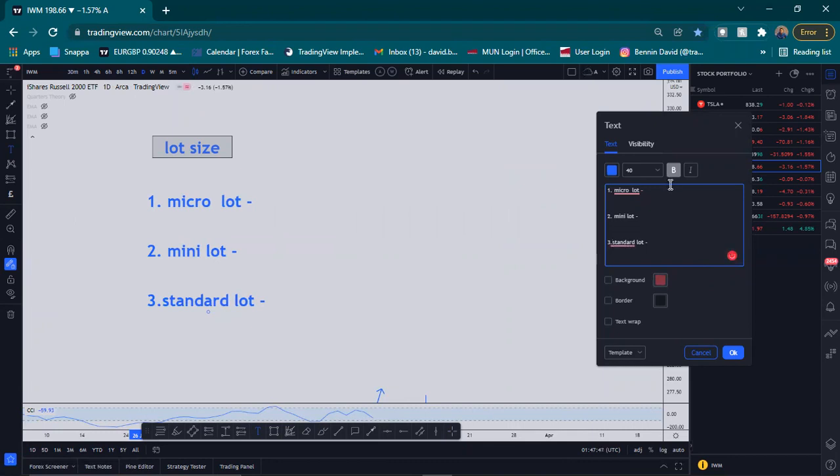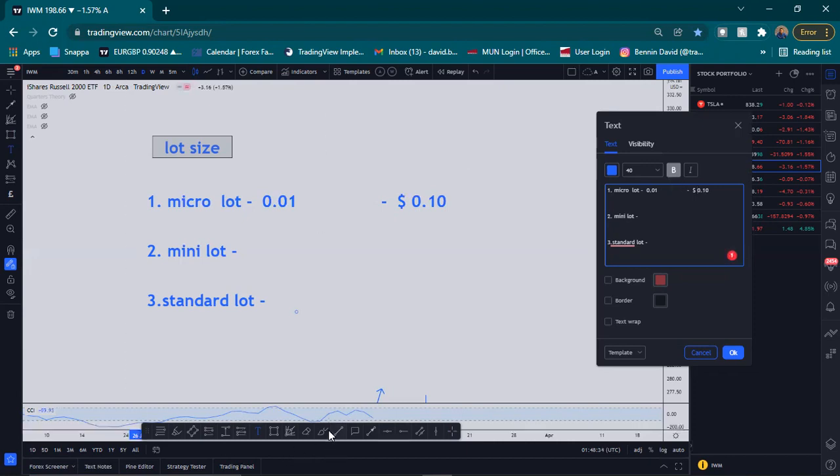So what does a micro lot size mean? Micro means small. So it's the smallest amount of the currency that you can buy. And the value we give to this is 0.01. So what does this mean? If you're trading a lot size of 0.01, it means for every 1 pip that the currency moves, you're going to make $0.10. If the currency moves every single pip, you're going to make $0.10, right?